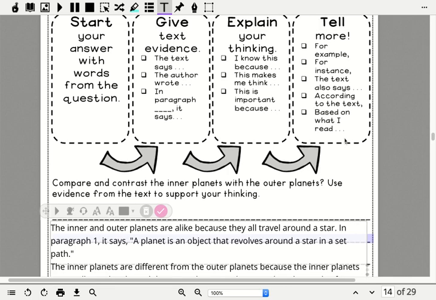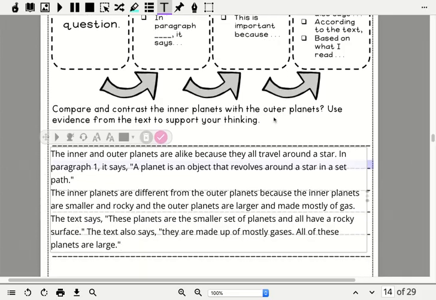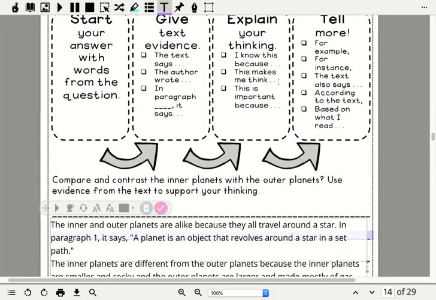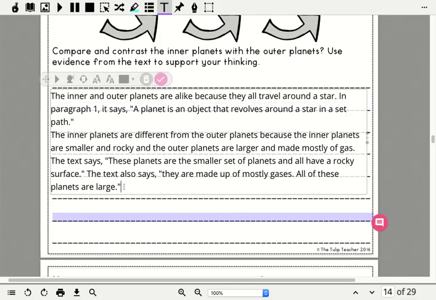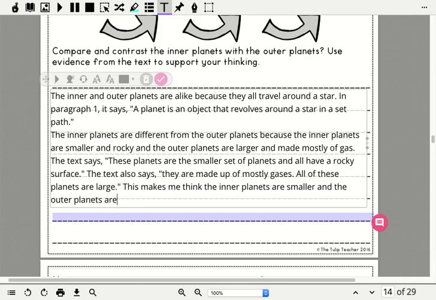Okay, so now I'm going to come up here, okay, and I'm going to use one of these. Okay, so this makes me think, and I took that directly from that box up there. This makes me think the inner planets are smaller and the outer planets are bigger. I know it looks like you were just restating what you said before, but that helps us know that you are understanding what you mean.